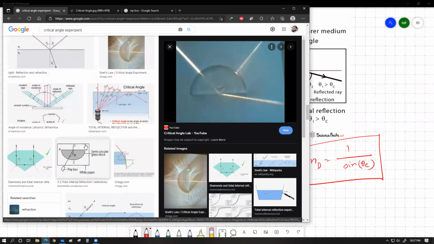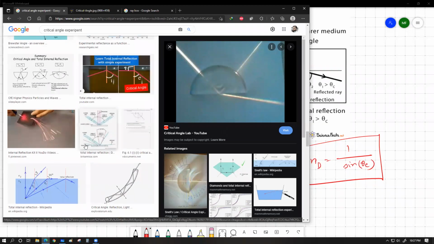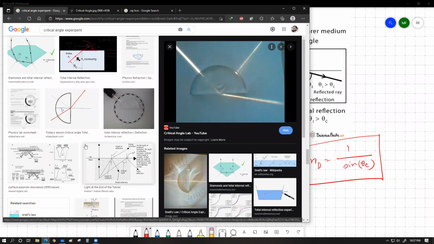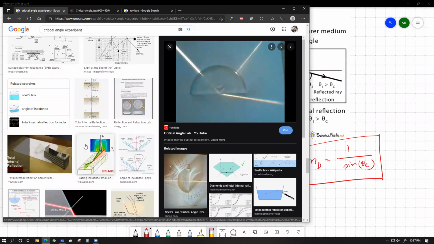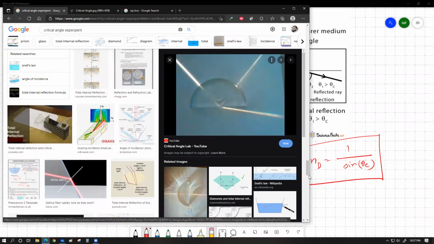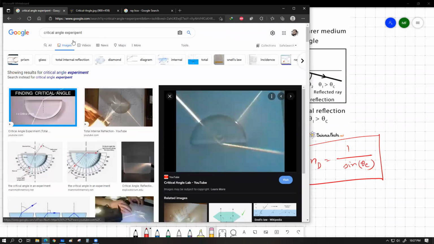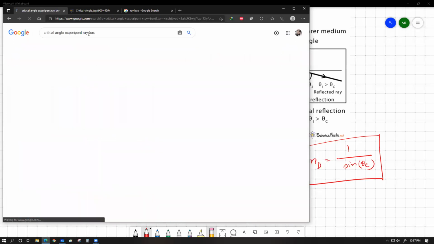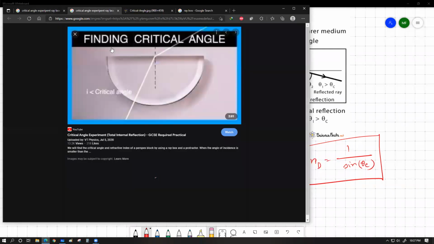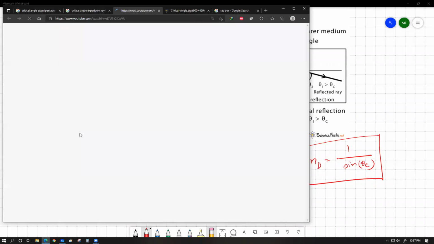I cannot see an actual view where the experiment Raybox. Should that give us some good images? So let's have a look at this YouTube video, because they are proposing a video over here.